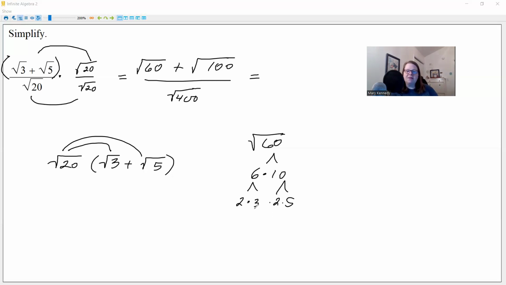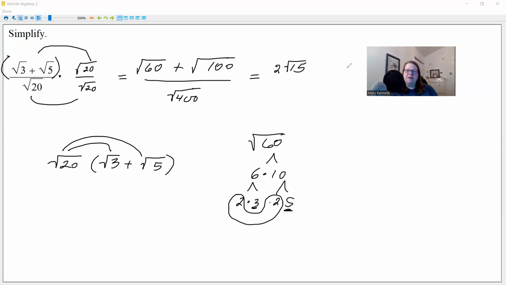So I'm looking at these and I know that we're doing square roots. So I'm looking for pairs of the same number. I see a pair of 2s. That means that I have a perfect square of 4 here. Square root of 4 is 2. So I know that I have a 2 on the outside, and then I have a 3 left over and a 5 left over underneath this square root. 3 times 5 is 15. So the square root of 60 simplifies to 2 times the square root of 15.